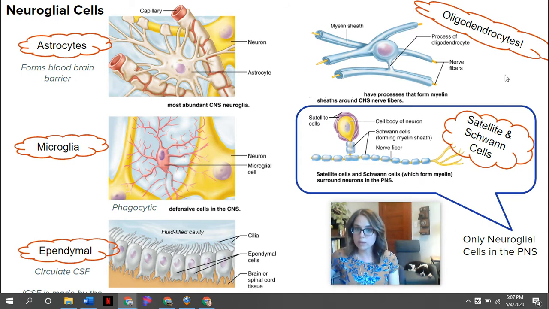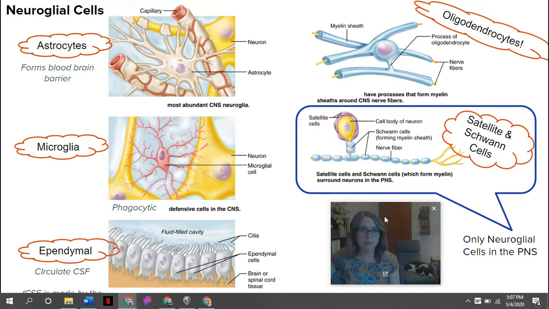These are all the support cells that help your nervous system to function properly. So your astrocytes, right? They are what form your blood-brain barrier. They basically protect your neurons and make sure that harmful things aren't going into your neurons. You have the microglia cells. These are phagocytic, meaning they eat other things.